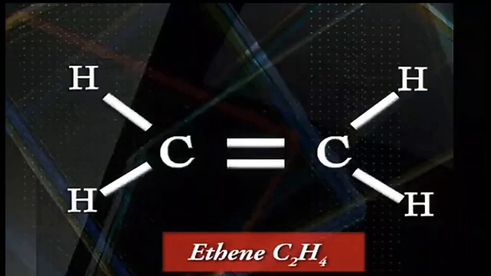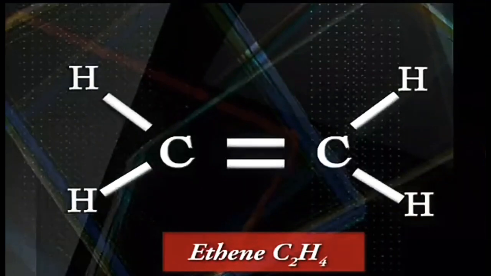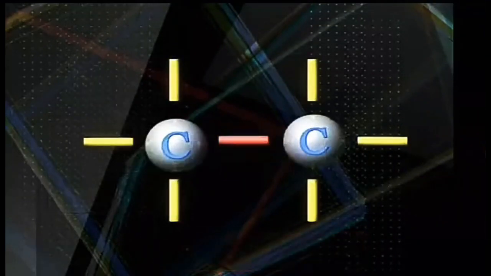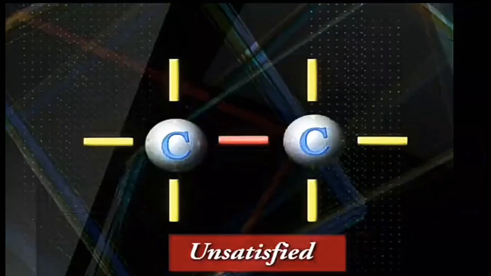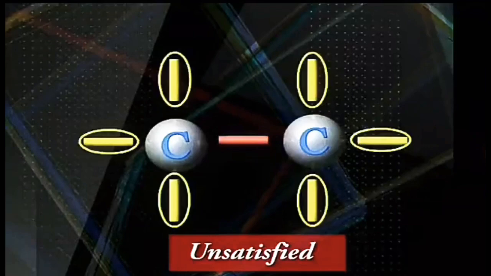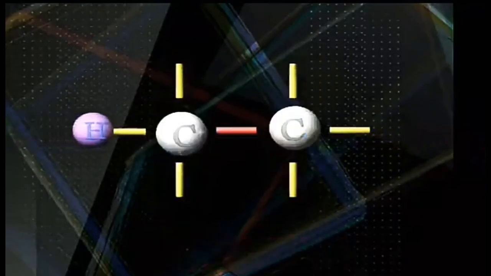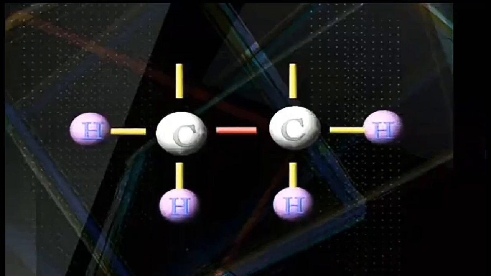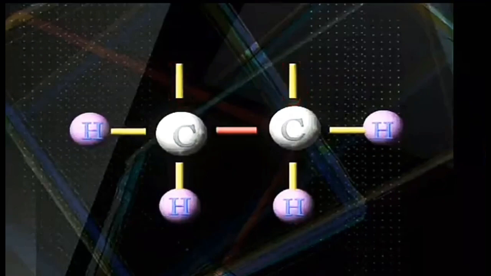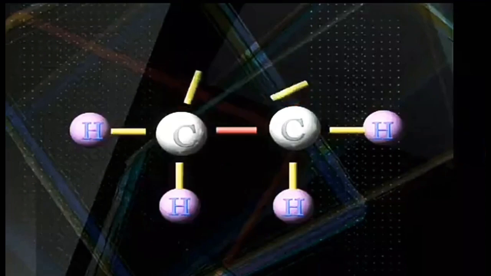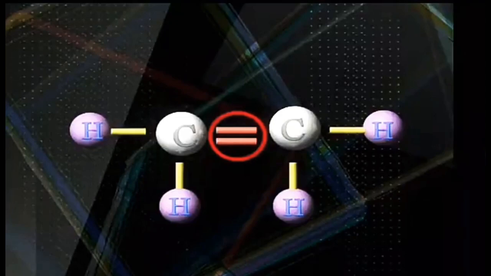Example, in order to arrive at the structure of ethene C2H4, first we link the carbon atoms together with a single bond. 3 valences of each carbon atom remain unsatisfied. Each carbon atom gets 2 hydrogen atoms. We see that 1 valency per carbon remains unsatisfied. This can be satisfied only if there is a double bond between the 2 carbon atoms.